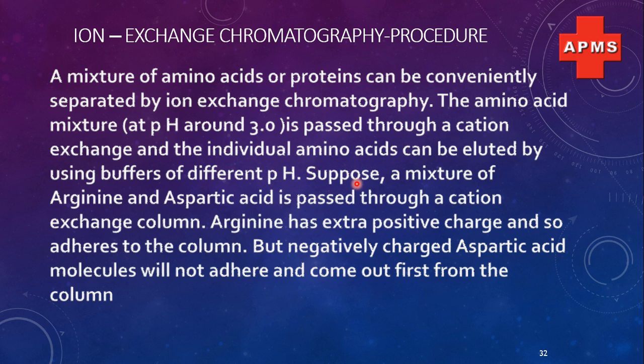So here an example is given. Suppose a mixture of arginine and aspartic acid is passed through a cation exchange column. What will happen? First, see what arginine and aspartic acid are. Both are amino acids. In arginine there are more amino groups, or we can say 4 nitrogen atoms are present. But in aspartic acid, only one amino group is present but 2 carboxylic groups are present. In arginine only one carboxylic group is present.